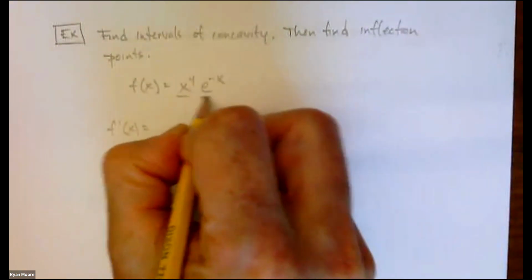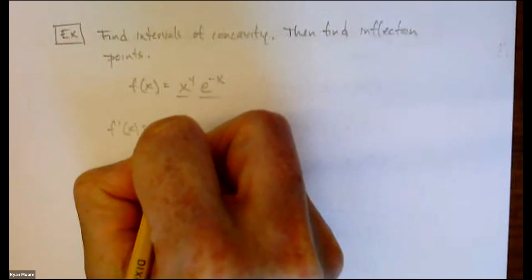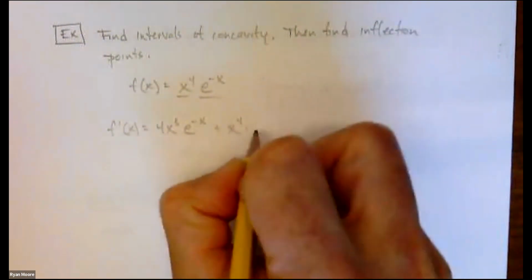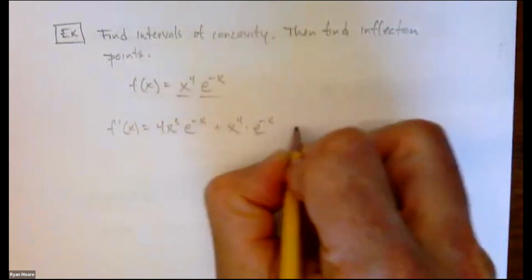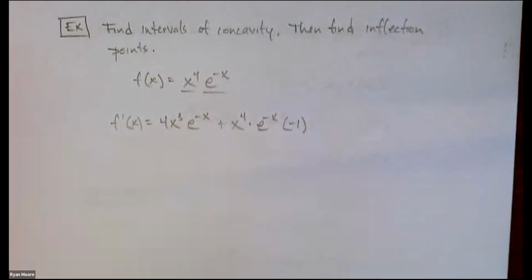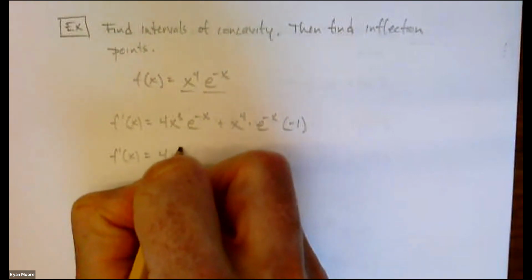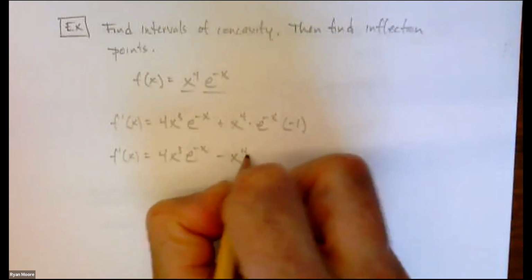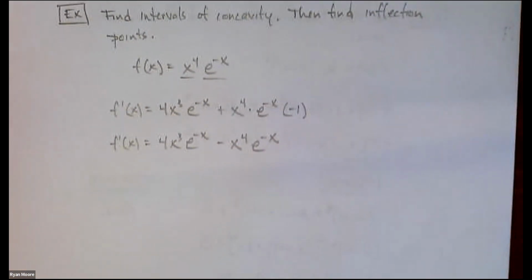We have to use product rule, which we like anyway. 4x cubed e to the negative x plus x to the fourth times, and now chain rule on that, e to the negative x times -1. Let me clean that up just a little bit. 4x cubed e to the negative x minus x to the fourth e to the negative x.